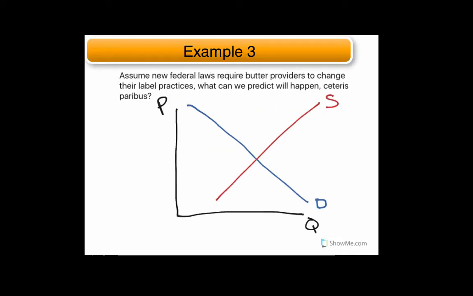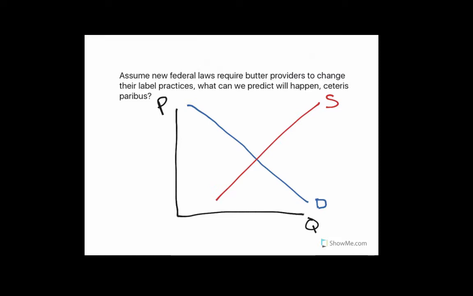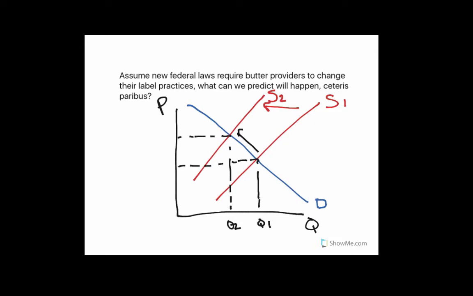So here we have the market for butter, and there's a new federal law that makes them have to change their labeling. So all the butter, they have to relabel it, and what this does is it increases their cost of production, which will decrease supply, moving it to the left. And so what does this mean for quantity and price? So we were here, and then we moved to here. So quantity goes down and price goes up.